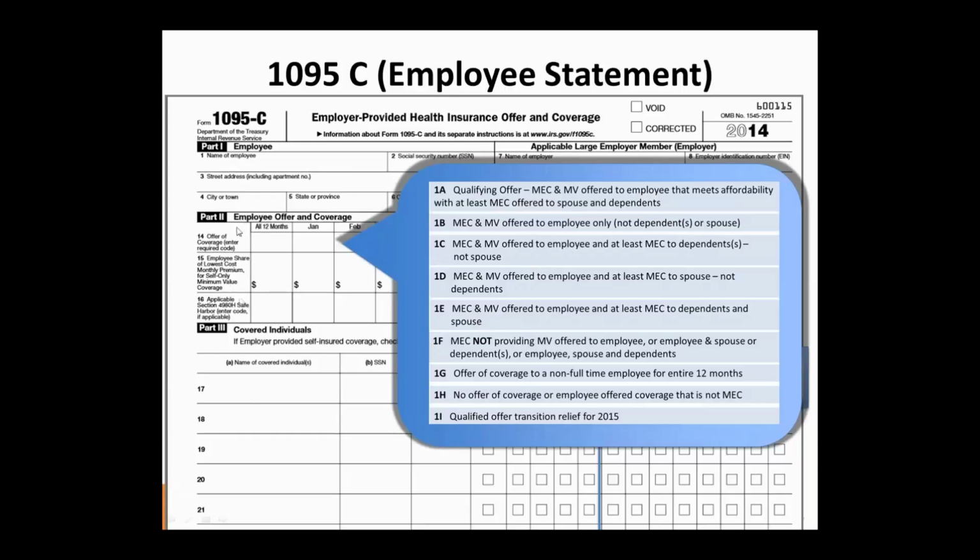And then is there any reporting required as far as ACA is concerned if an employee is paying for dependent coverage? No. That's actually not part of it. The only thing is that when you're doing the offer code, if you qualify for 1A, it'll say minimal essential coverage and minimal value offered to employee that meets affordability with the least minimal essential coverage offered to spouse and dependents. It really doesn't have to do with what the employer pays for dependents anywhere on this reporting.